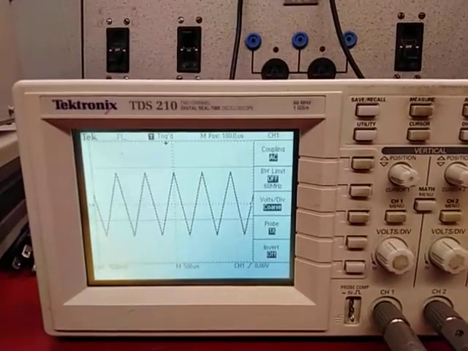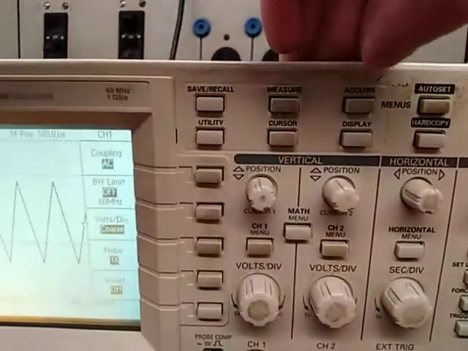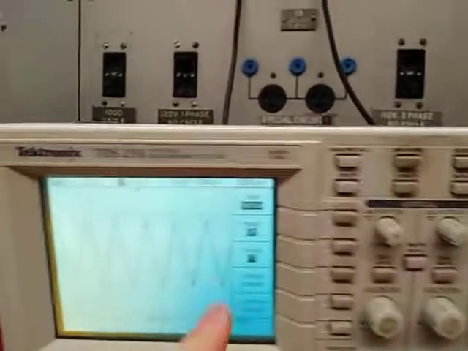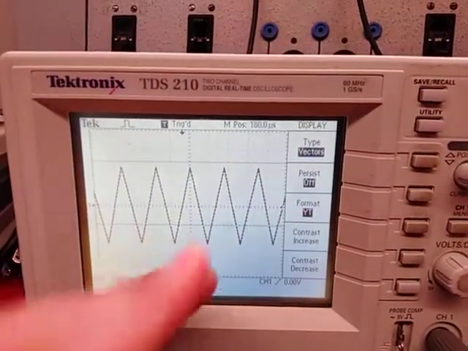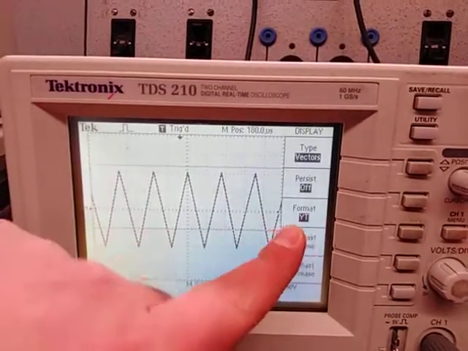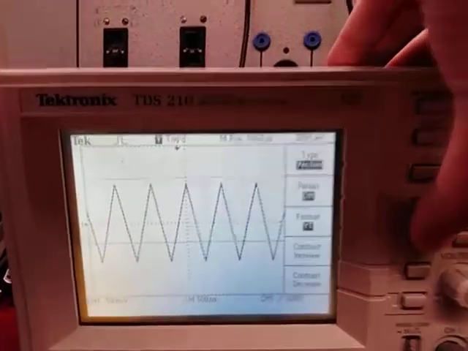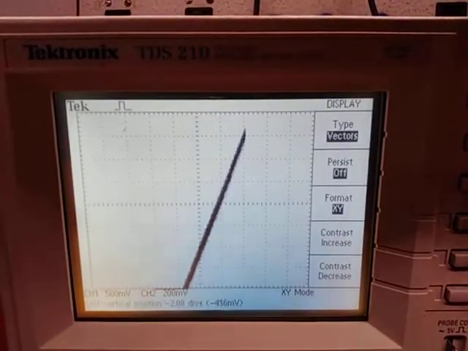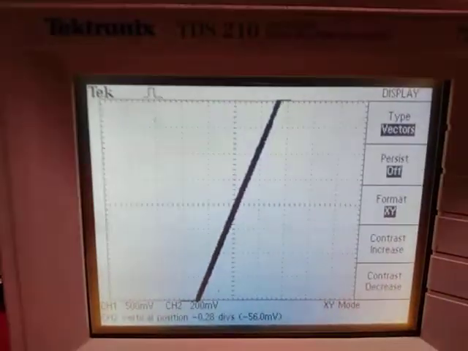So to go to XY mode, we press the display button, and here we see the format. Now it says YT, which means we are plotting voltage versus time. We can change it from here, make it XY. And now we can see that we have this line which shows that the input is equal to the output.